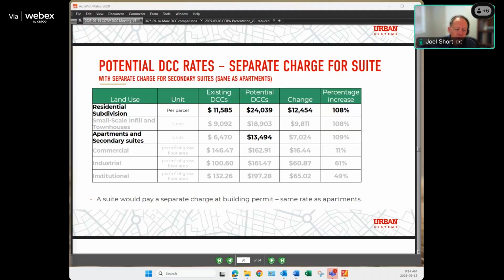And so most communities have moved towards having one overall DCC for the entire community, and then you collect more money in that DCC reserve fund, and that gives you more flexibility to do the projects where you need to. So there are some pros and cons of that approach.